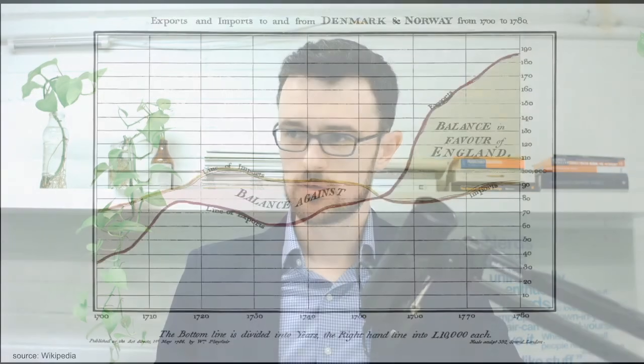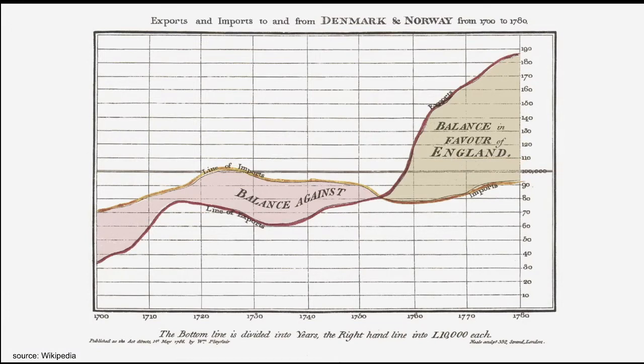So now I want to return to Playfair. William Playfair was considered the originator of visual statistics. He invented the line chart, the pie chart, the area chart, the bar chart. He may not have been the first person to use all of those, but he's certainly the person who is credited with writing them down and giving them names. This, as I said, was a trade surplus/deficit chart from 1786.